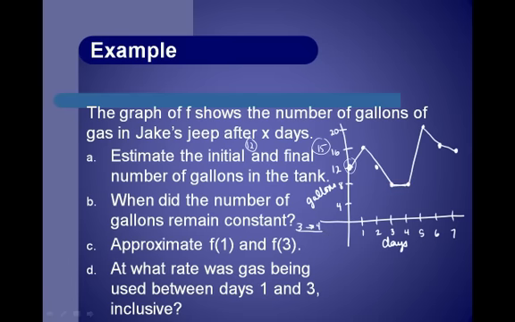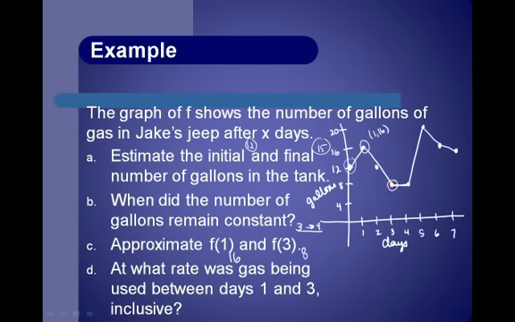Part C says, approximate f of 1 and f of 3. Well, f of 1 means the y value when x is 1, which means on day 1, it looks like this ordered pair up here is (1, 16). So f of 1 is 16. f of 3 would be this ordered pair right here. So if x is 3, the y value would be 8.